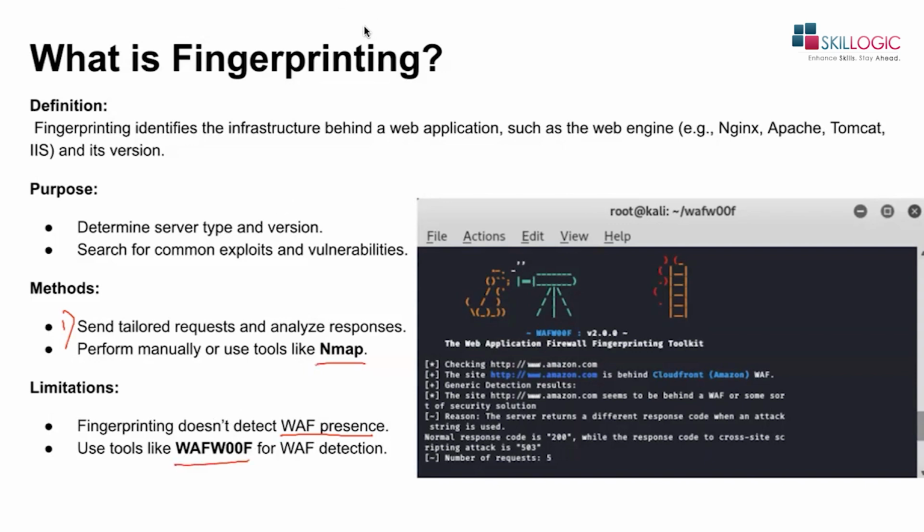Just take an example. A cybersecurity expert tests a website and finds that it is running Apache version 2.4.29. Knowing this version, we also know the security flaws in this version. So they will recommend updating to prevent attacks. So that is the usefulness of fingerprinting.